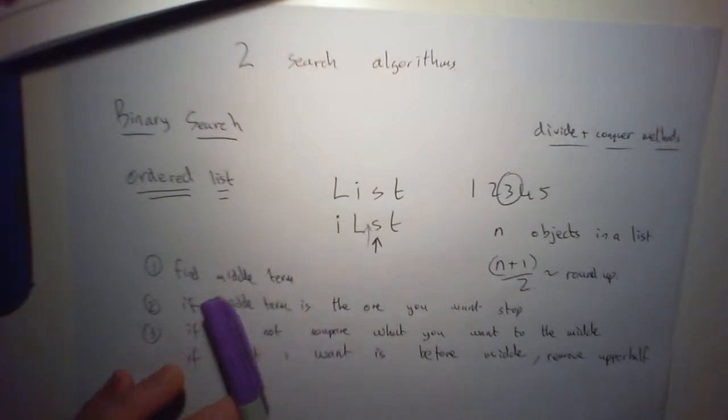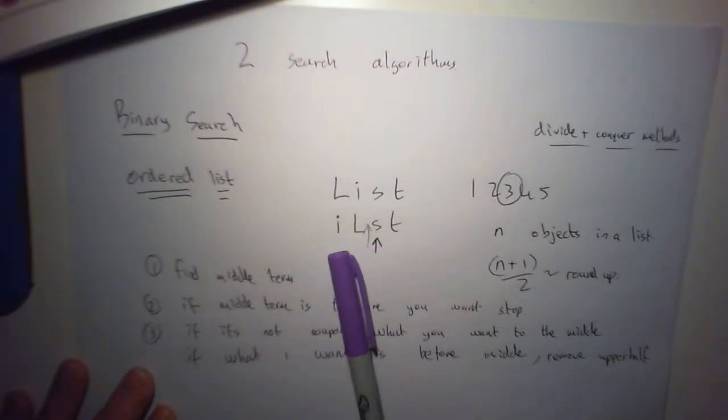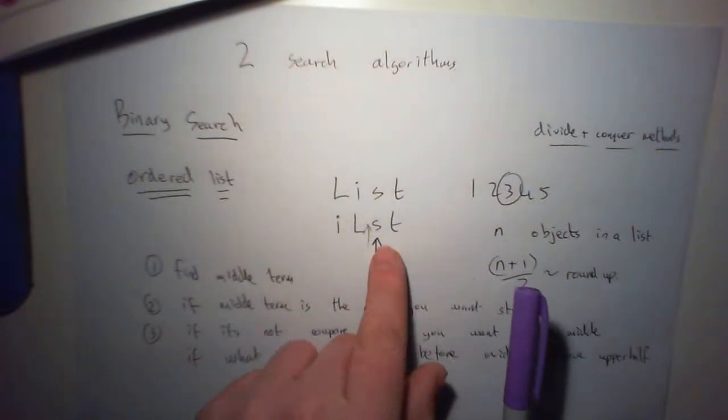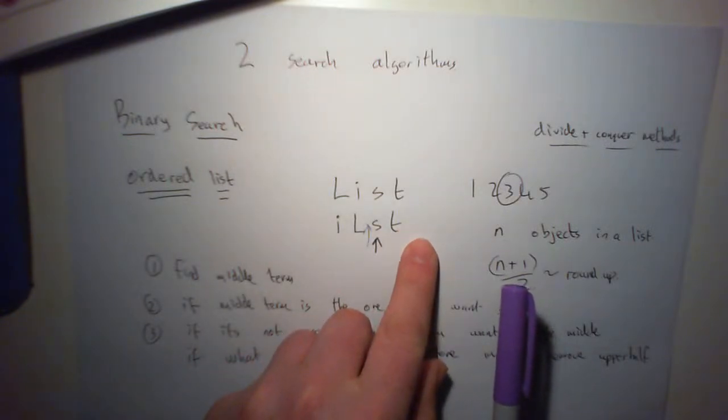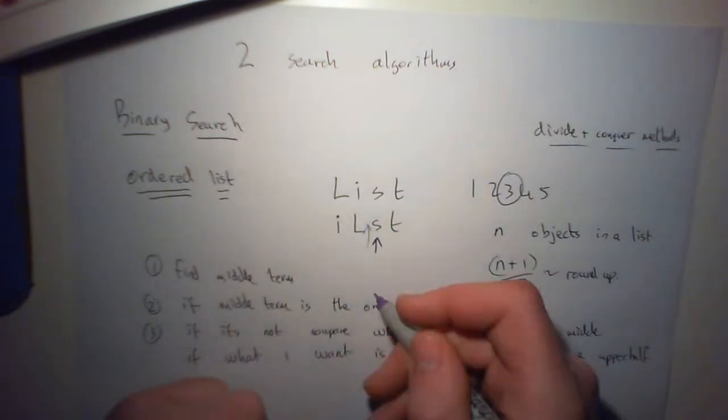Okay, so the first thing I do is find the middle term. It's S. If the middle term is I, I've stopped. It's not I. If it's not I, then compare I to S. If I is before S in the alphabet, yes it is, I ignore everything from S up. See that? So I get rid of him and I get rid of the T. Then I'm just left with IL.